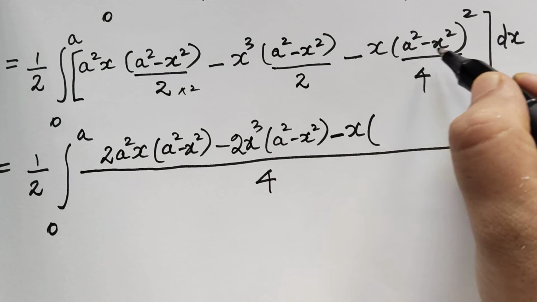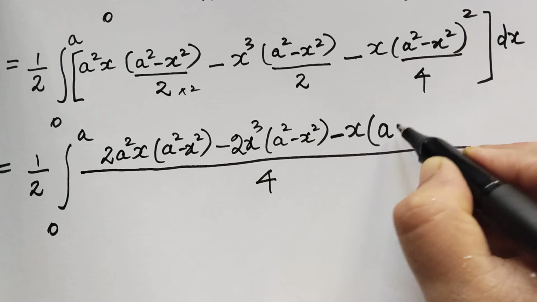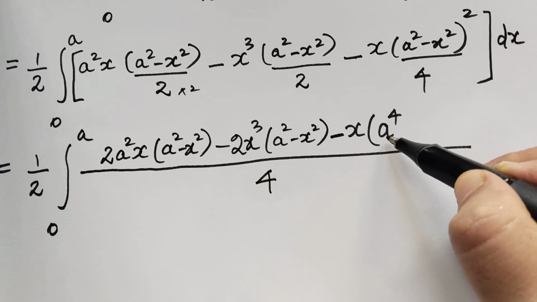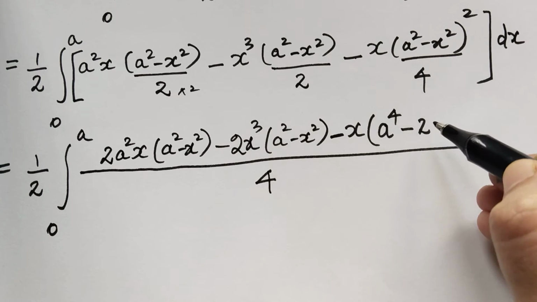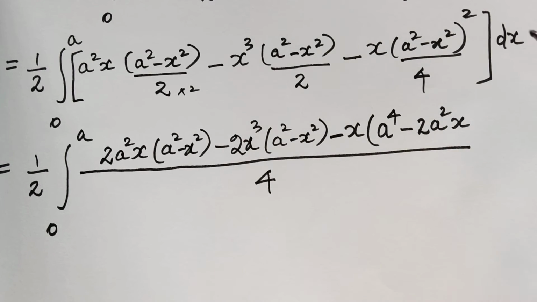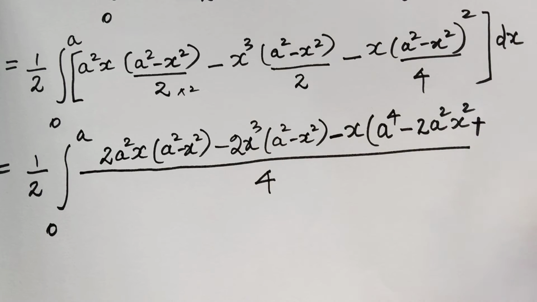So we can expand this by using the formula a minus b the whole square. So it will be a to the power 4, since a square the whole square gives a power 4, and then minus 2ab. So minus 2, where at the place of a we have a square, and at the place of b we have x square. And then plus x square the whole square, which will be written as x power 4.